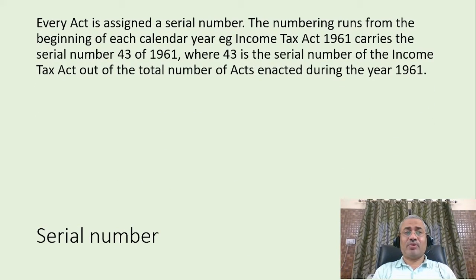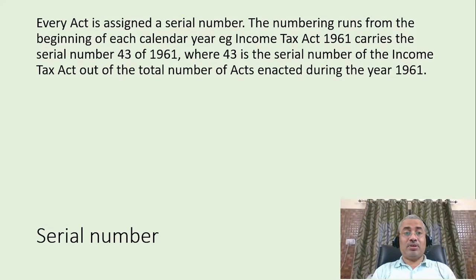Serial number. Every act is assigned a serial number. The numbering runs from the beginning of each calendar year. For example, the Income Tax Act 1961 carries the serial number 43 of 1961, where 43 is the serial number of the Income Tax Act. This varies: if it is a central act, then it is the serial number of that Parliament. If it is an act of the legislature of a state, then it bears the serial number of the legislature of that very state.